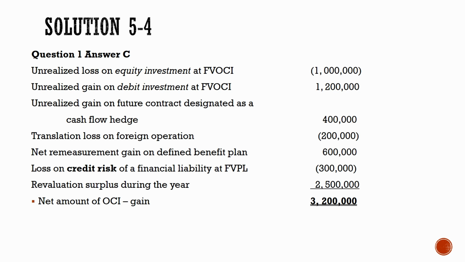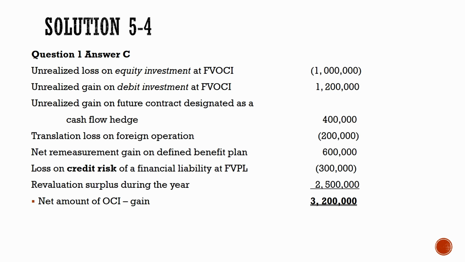So, balik po tayo sa ating solution. I-identify po natin mula sa given information kung alin ba dito yung mga kasali sa other comprehensive income based dun sa mga sinabi kong components kanina. So, ang mga kasama sa pag-compute natin ng net amount ng other comprehensive income is first yung unrealized loss on equity investment which amounts to 1 million. So, i-deduct natin siya kasi siya ay loss. Unrealized gain on debt investment na 1.2 million. So, gain siya, kaya dagdag siya.